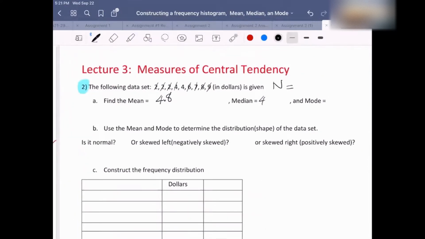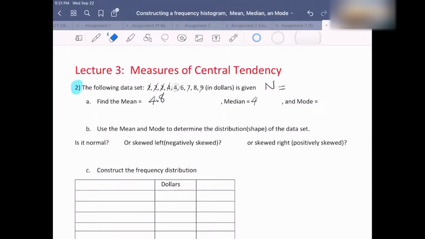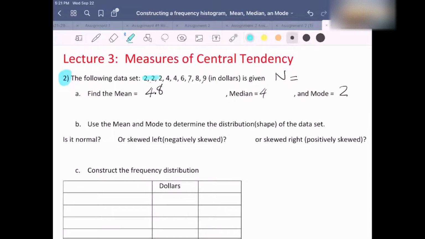What is the mode, everyone? The mode, most of you got number 2. And let's check to see if that is true, okay? So you can see that the 2 appears 3 times, right? Whereas number 4 appears only 2 times, so the mode has to be the 2, okay? The number that appears the most in the list. So the mode is 2, good.